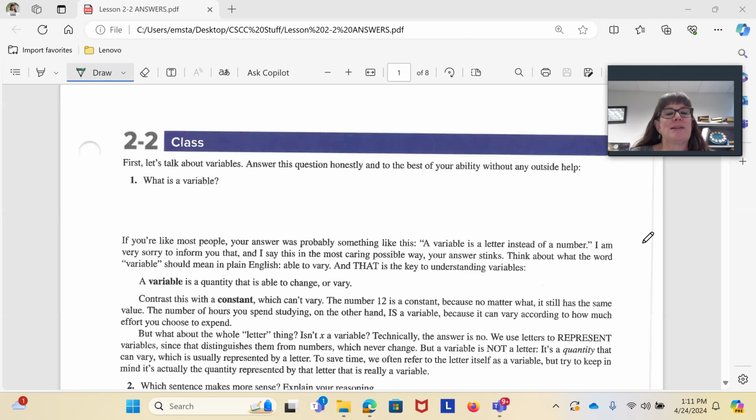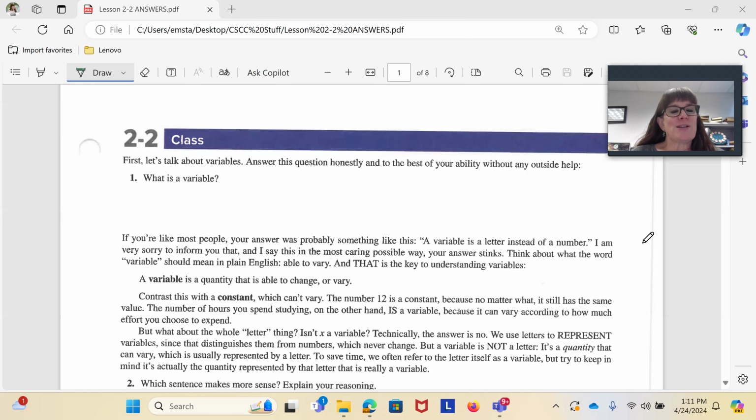If you scroll down a little bit, the author gives us his answer. If you're like most people, your answer is probably something like this: a variable is a letter instead of a number. And then it's more than that. So we want to say that that's not just what a variable is. I know I have lots of students who tell me, I was great at math until we put letters in. So let's deconstruct what a variable is and make it more understandable and a little less intimidating.